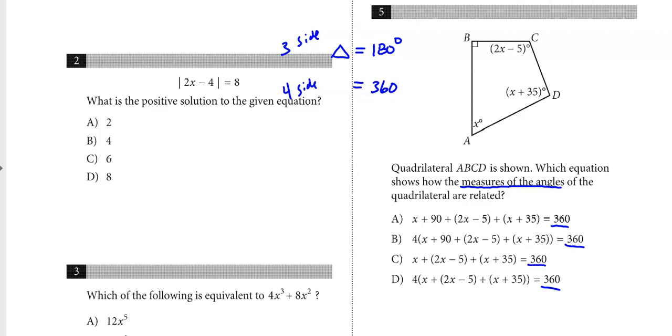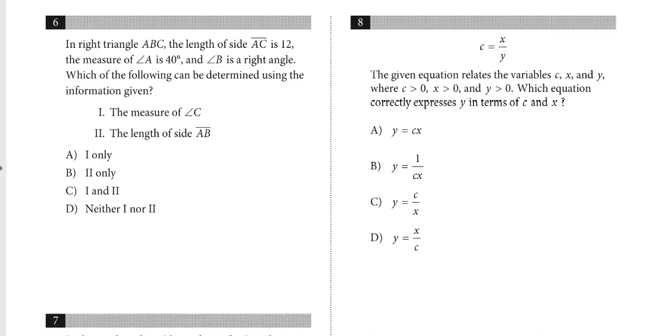When we add these together, we're going to have x plus 90 plus this plus this. So I need to add all 4 of those expressions and set it equal to 360. So the correct answer here is A. I just added all 4 angles, A plus B plus C plus D, to make them equal 360 degrees. It would have been a little tougher if they'd asked, what is x? Then I would have had to solve that whole equation, but they didn't ask that, luckily. Moving on forward to number 6.